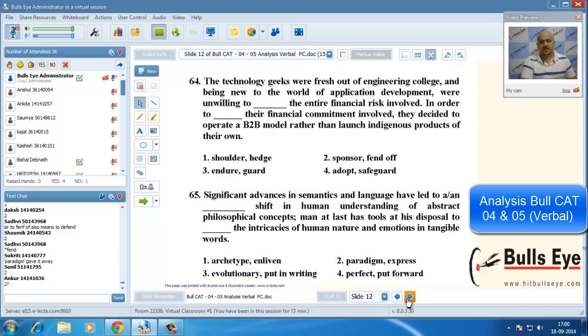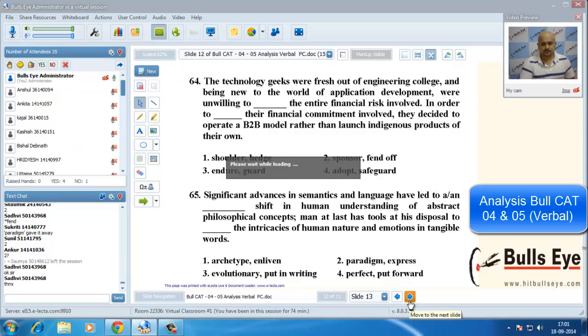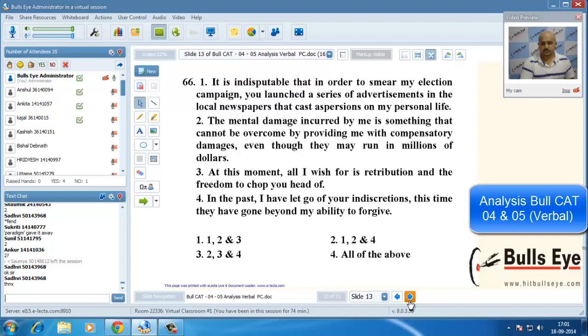Sadhvi, you are correct. Fend off also means, in a certain way, to defend. But the problem in this case is that the word sponsor would not really fit. So as a combination, sponsor or fend off will not really go particularly here. They won't really fit. So that takes us to the next question. Guys, answer for this quickly.